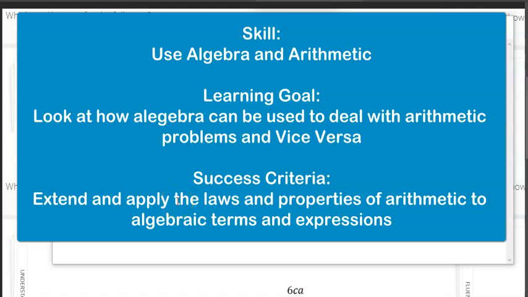This skill is use algebra and arithmetic. The learning goal for this skill is to look at how algebra can be used to deal with arithmetic problems and vice versa. The success criteria is to extend and apply the laws and properties of arithmetic to algebraic terms and expressions.